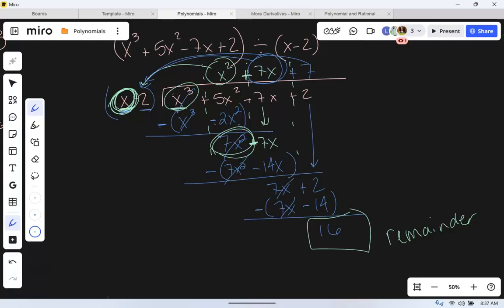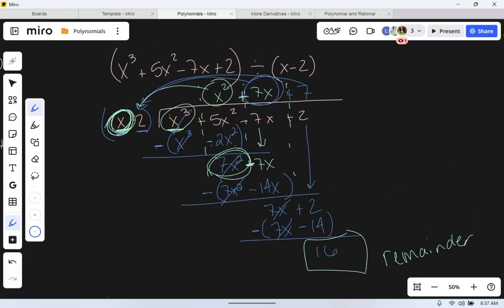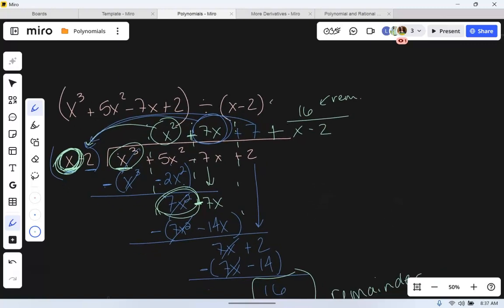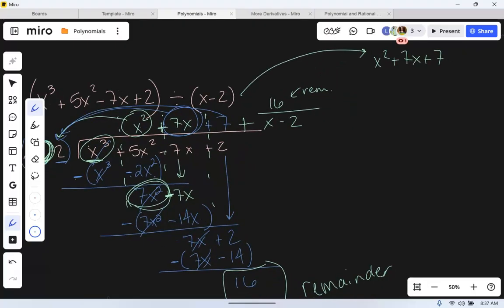Over here, it's going to be the exact same thing. It's going to be my remainder, and I'm always going to be adding it if it's positive, subtracting if it's negative. 16, that's my remainder, divided by x minus 2. And so that's how I deal with my remainder. So what do I get when I divide these two polynomials? I get x squared plus 7x plus 7 plus 16 over x minus 2.